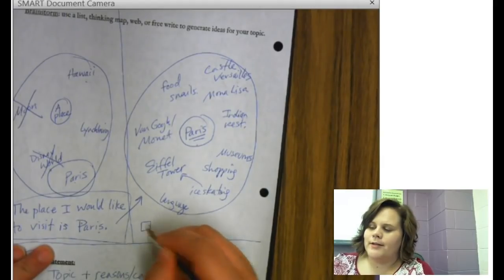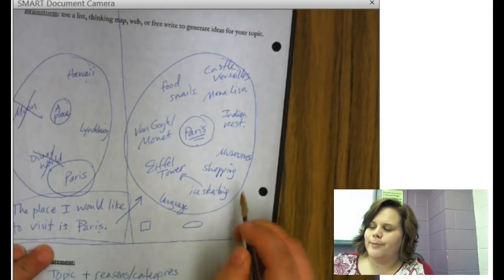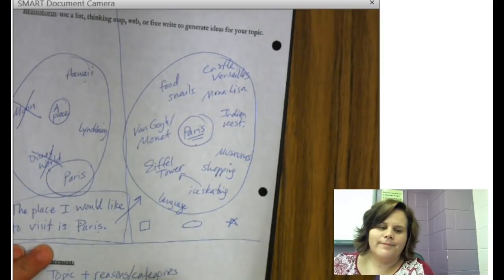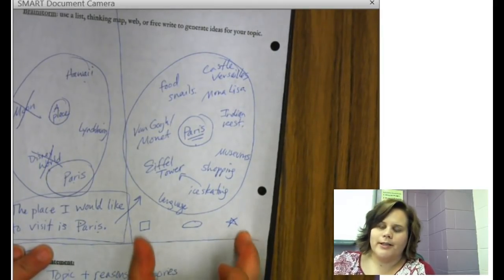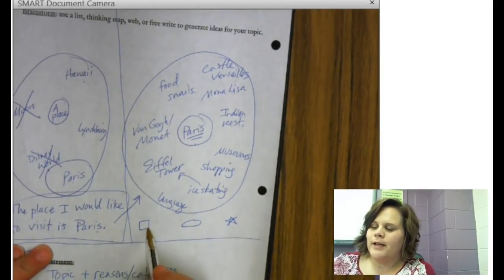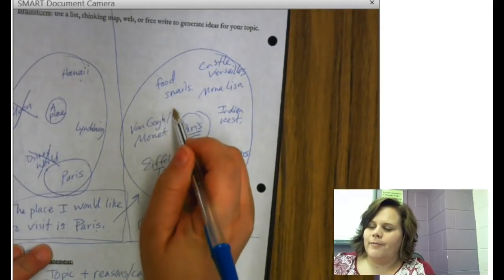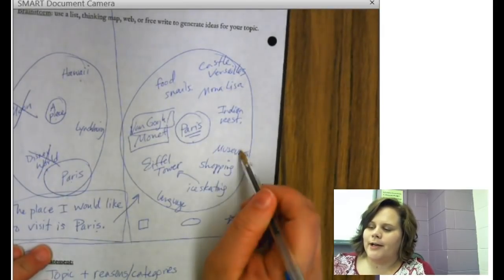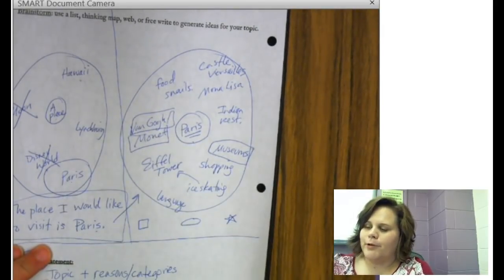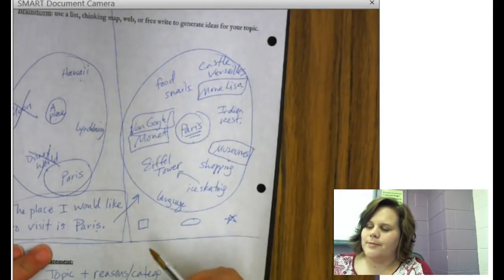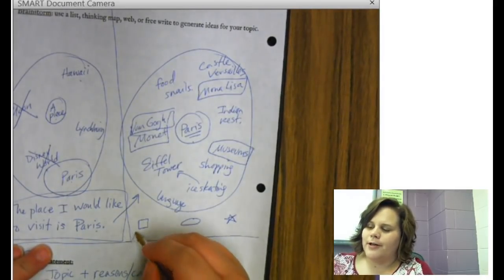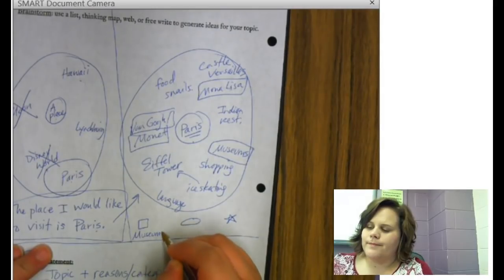My suggestion is come up with a little key. You can't color code really on a SOL test. You only get one color, so you could do it like this, or you could color code now. So let's look for things that go together. Van Gogh and Monet seem to kind of go with museums. Mona Lisa goes with museums. So I might make this category museums.